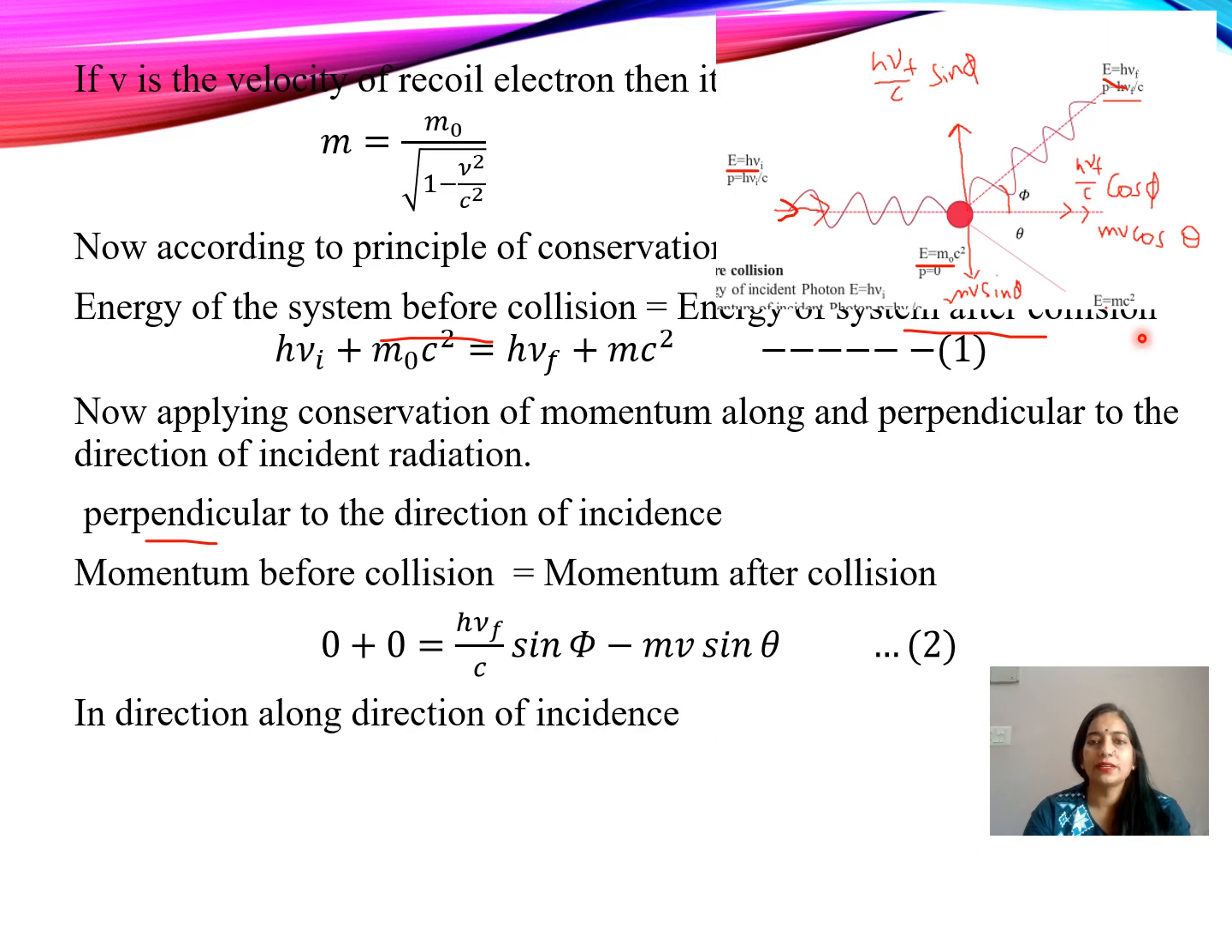Similarly, apply the law of conservation of momentum along the x direction. Along this direction, the photon has momentum h nu I upon c, and the electron, because it is at rest, has momentum 0. H nu final upon c and the electron's momentum both have the same direction. So h nu f upon c cos phi plus mv cos theta. These components have the same direction.